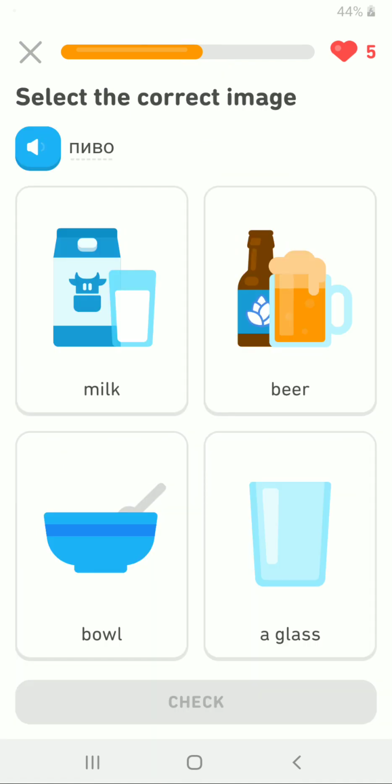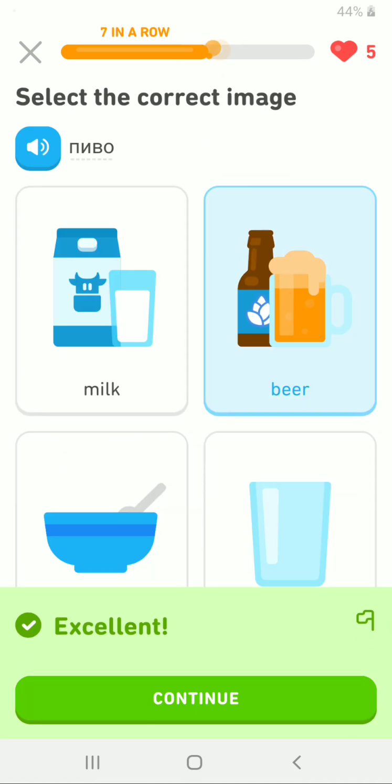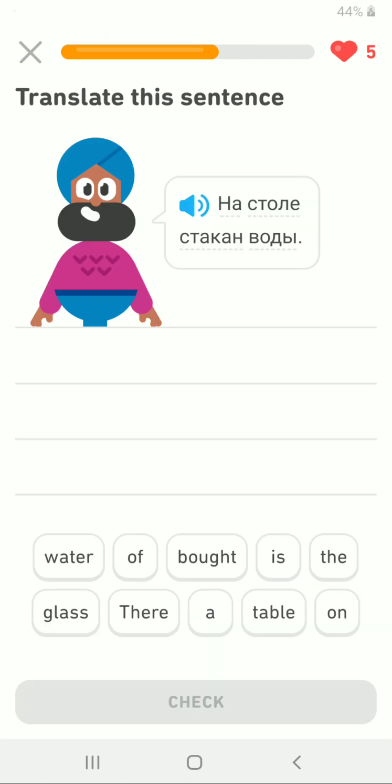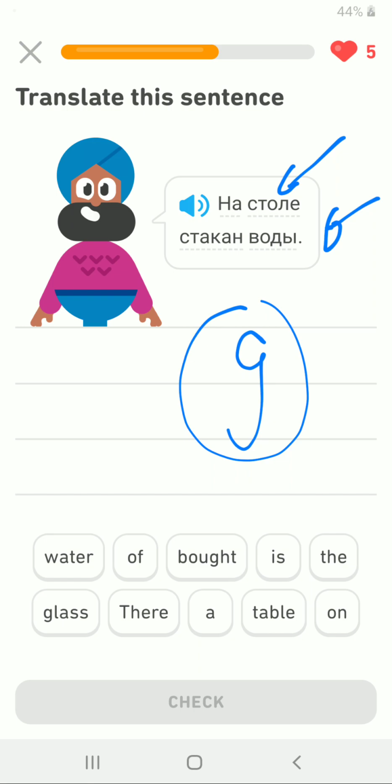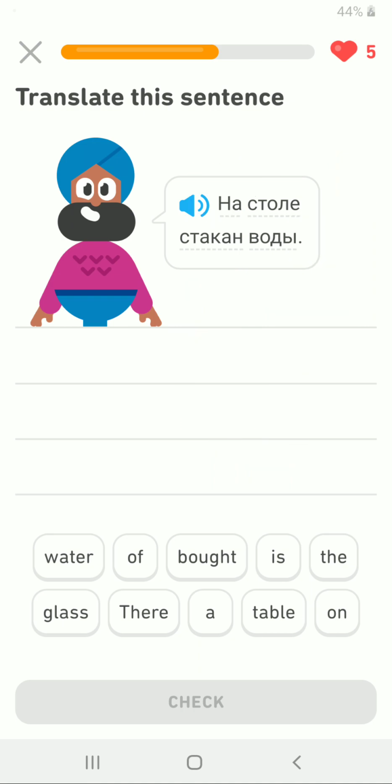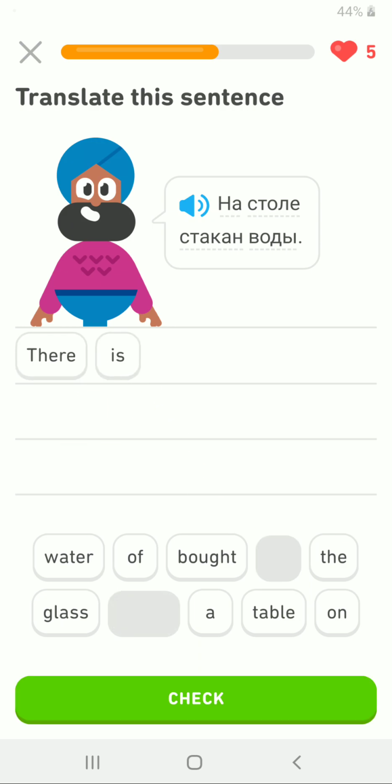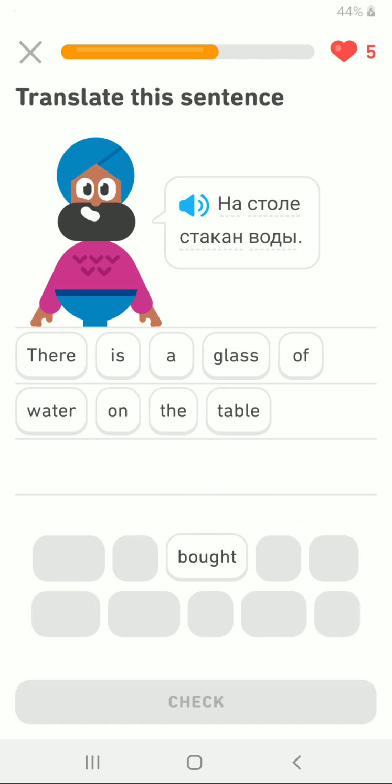Let's move forward. Пиво, beer. And на столе стакан воды. Wow, we have the example here. What a good timing. На столе стакан воды. So on the table, there is a glass of water. Both стол and вода are in genitive, well, one because of something and the other because of the preposition "on". So that's why it has these endings. Great example. There is a glass of water on the table.